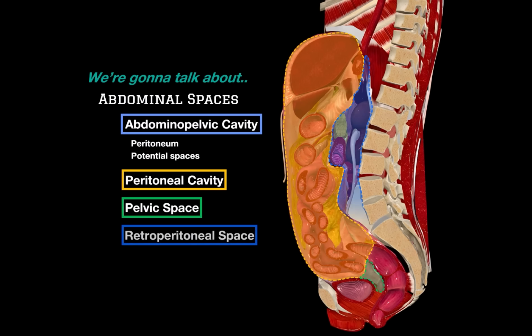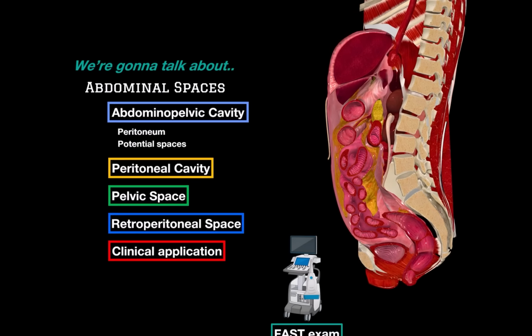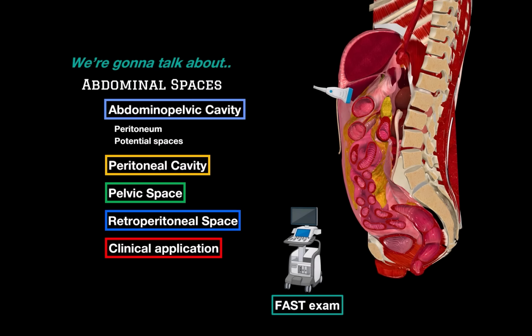Then we will look behind the peritoneum into the retroperitoneal space, how it's organized into 3 compartments and why pathology behaves differently here. And finally, we will tie everything together clinically, how to predict where pathology spreads and why the FAST exam looks exactly where it does.